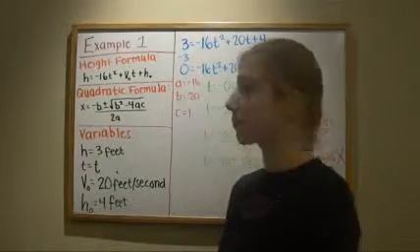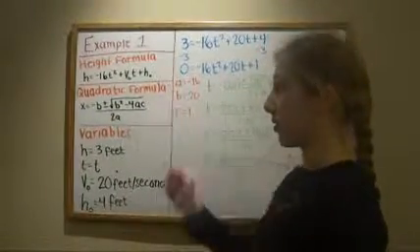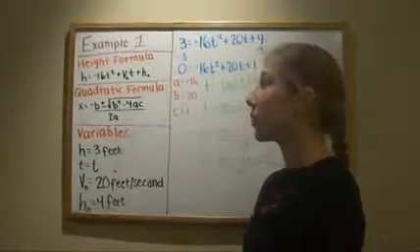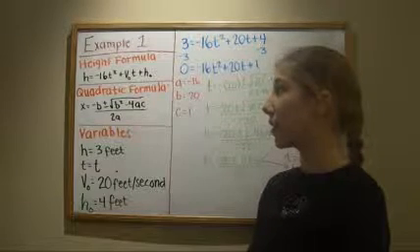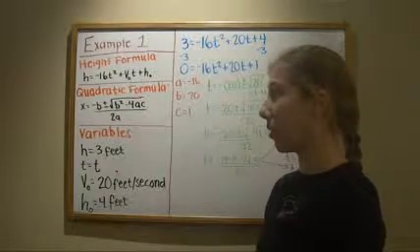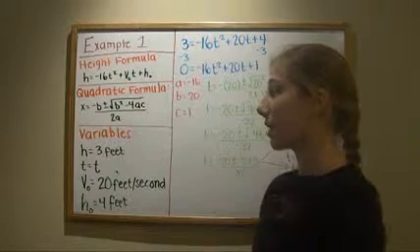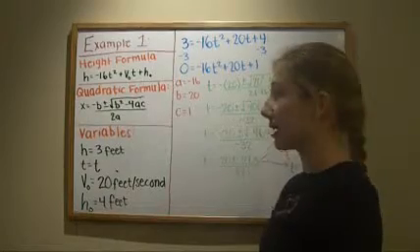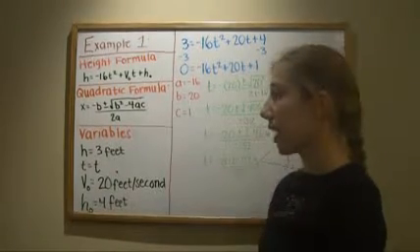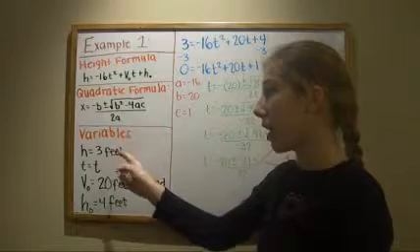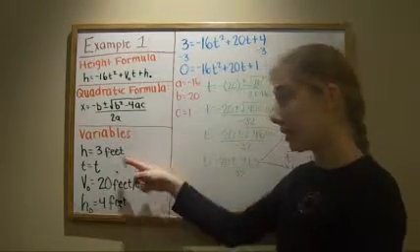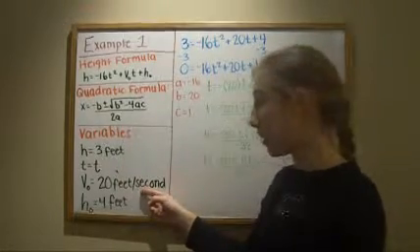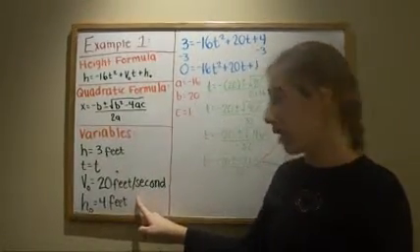Let's do an example. Here are two formulas you'll need. The height formula, h equals negative 16 t squared plus v sub 0 t plus h sub 0, and the quadratic formula, x equals negative b plus or minus the square root of b squared minus 4ac all over 2a. Here are the variables you're given. H equals 3 feet, t is what we're looking for, v sub 0 is 20 feet per second, and h sub 0 is 4 feet.